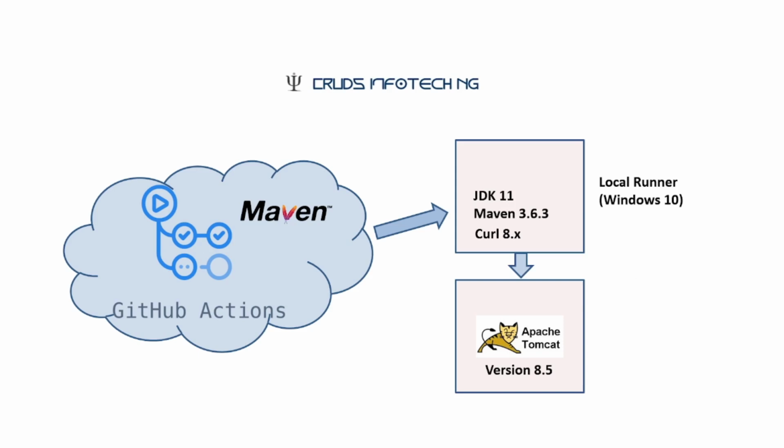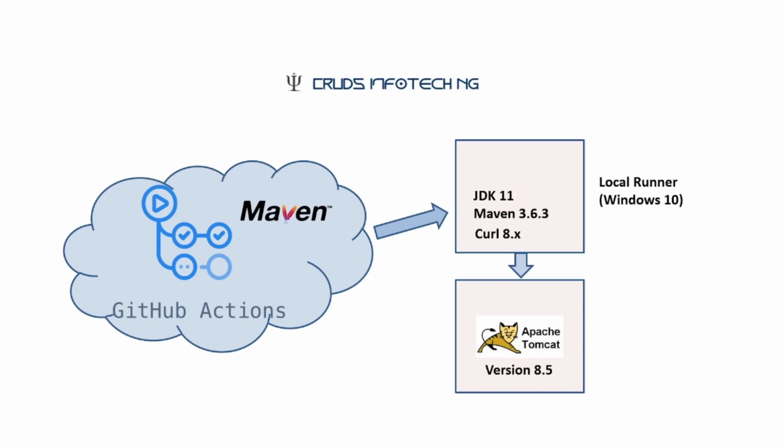In this demo, what I want to do is demonstrate how to first set up your own runner. I have a Windows 10 machine. On that machine, I have a bunch of other software installed as well: the JDK, Maven, and also curl. So I want to first set up a runner and connect this runner, which is running on this local box, onto a GitHub repository for which I would like to configure this runner.